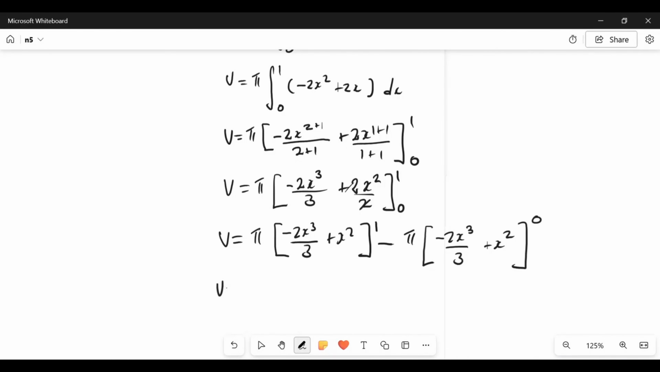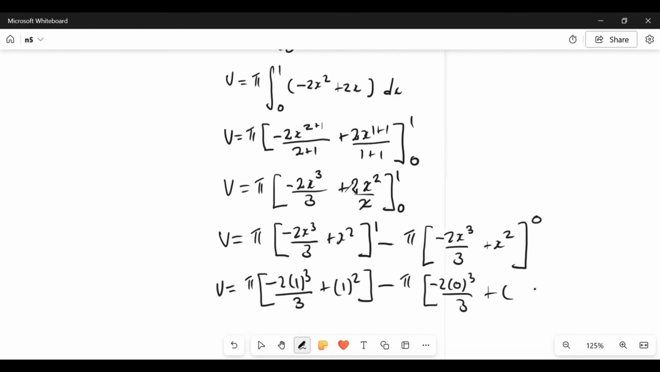And the next step here is V is equal to pi. Now we start substituting. On this bracket, we're going to substitute with negative 2 multiplied by 1 to the power of 3 divided by 3 plus 1 to the power of 2. Remember, wherever there is x, we substitute with 1, minus. Then we have pi here. And then wherever there's x on this bracket, we substitute with 0. We're going to have negative 2 times 0 to the power of 3 divided by 3 plus x squared, but we're going to make it 0 squared, and then close the bracket. Remember, guys, the second bracket is for the lower limit.